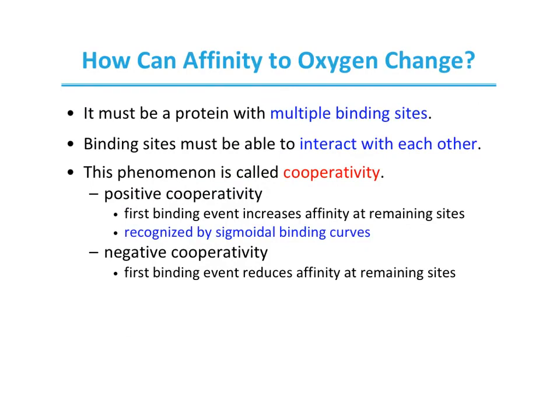How can affinity to oxygen change? Well, first of all, it must be a protein with multiple binding sites, and those binding sites must be able to interact with each other through a phenomenon called cooperativity. With positive cooperativity, the first binding event increases affinity at the remaining sites. You can also have negative cooperativity where the first binding actually reduces affinity at the remaining sites.